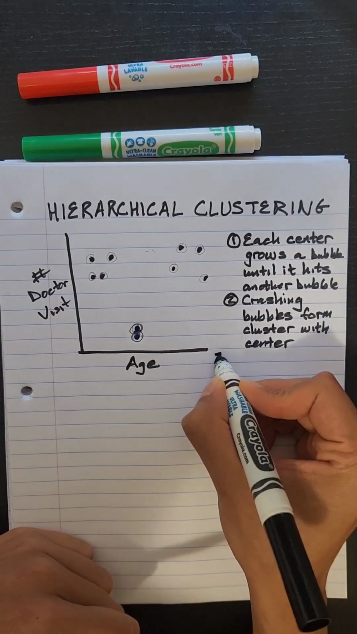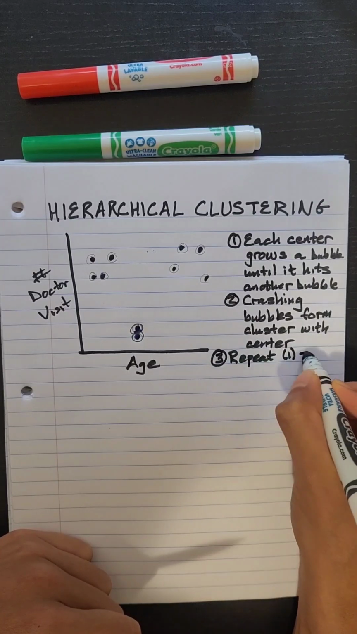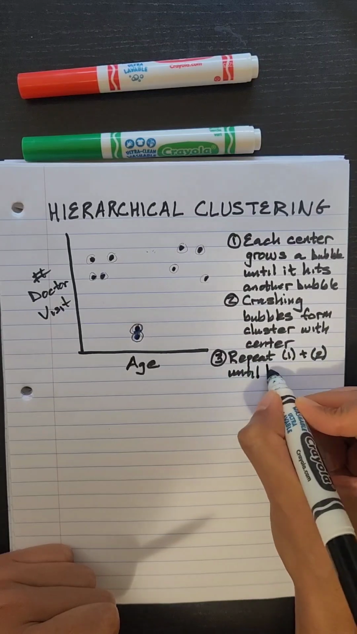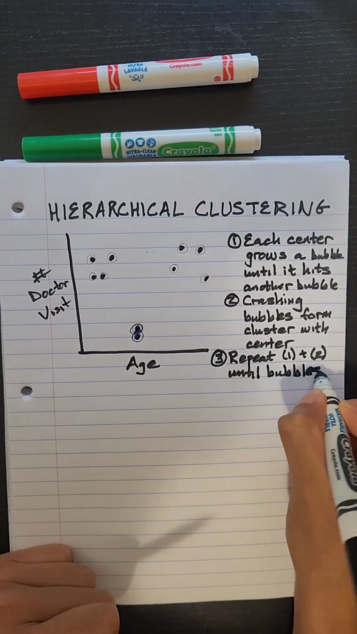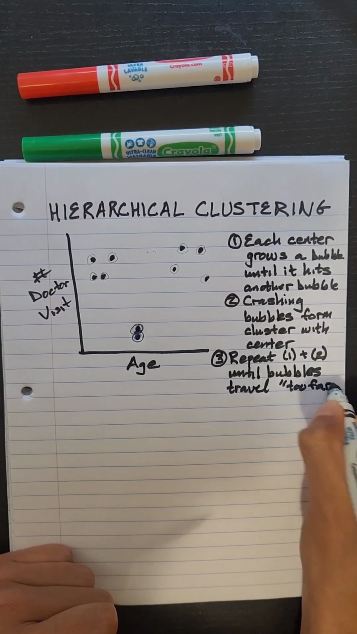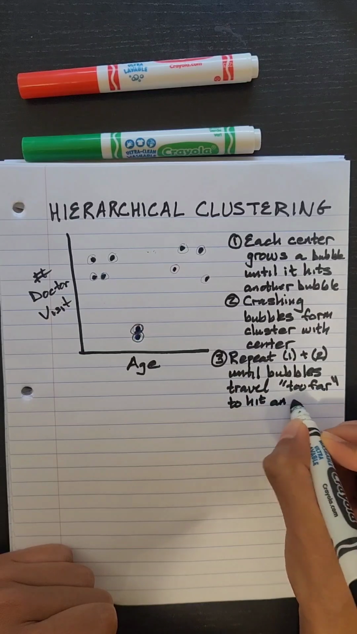Now, step 3 is actually repeat step 1 and 2 until bubbles travel, let's say, too far, in quotes. We'll see that in a bit. They have to travel too far to hit another bubble.